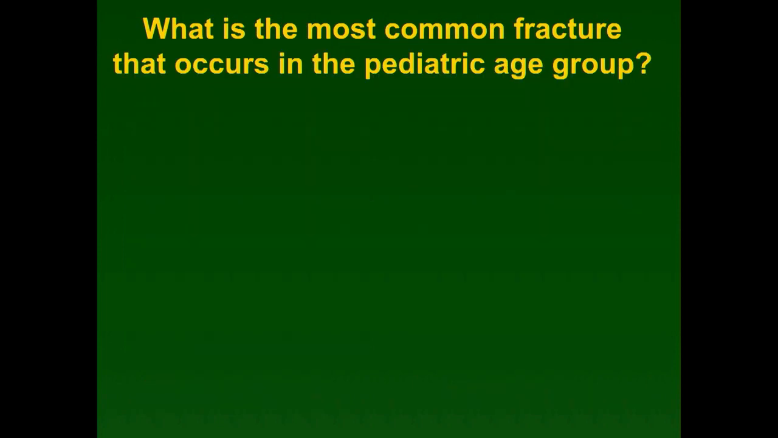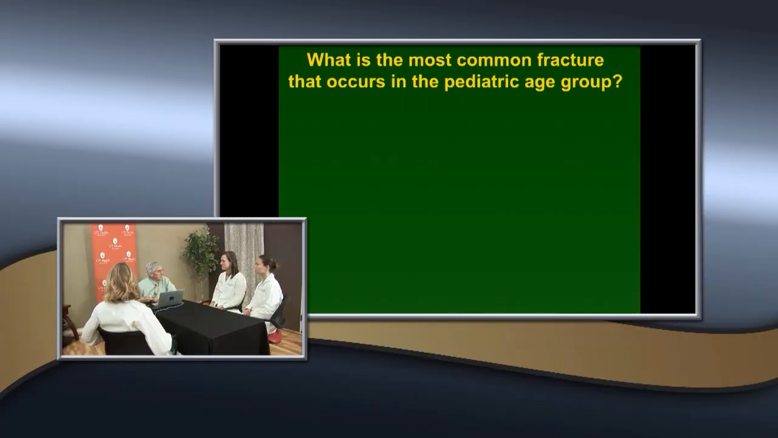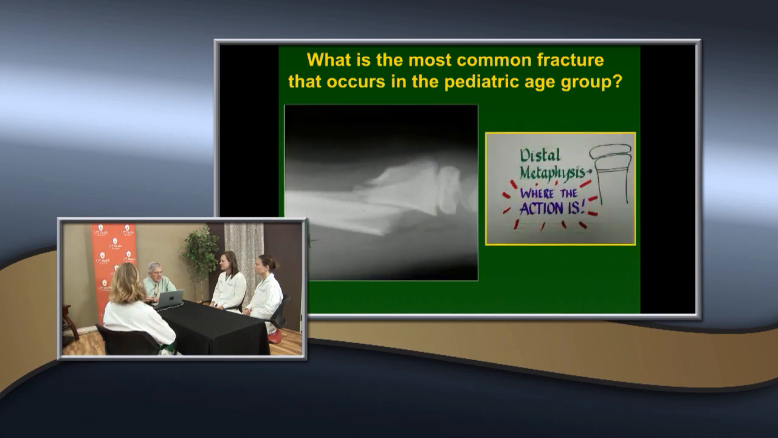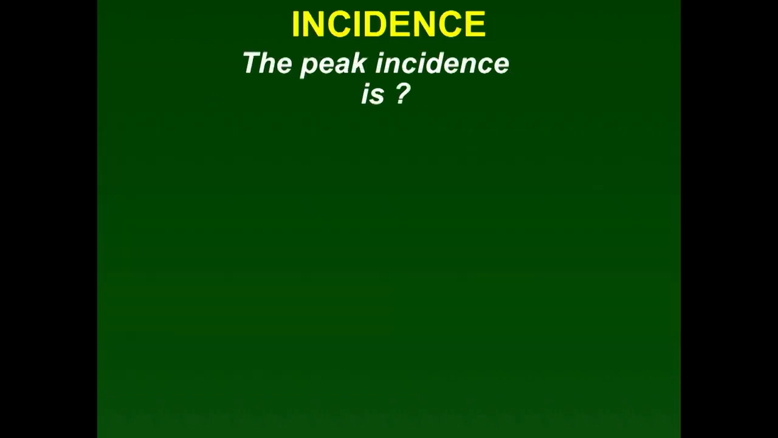So, what is the most common fracture that occurs in the pediatric age group? You've been in the emergency room. What's the most common fracture you see down there? The distal radius? Yes. What type? Metaphysis. Most of them are metaphyseal fractures. And when do you see those?